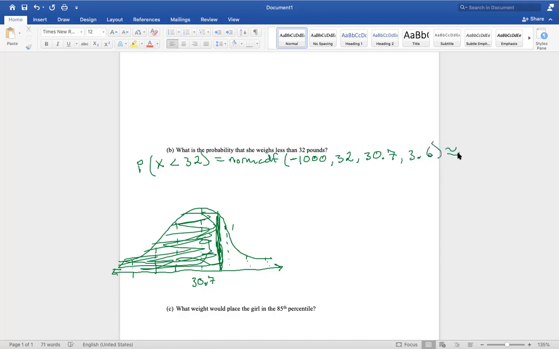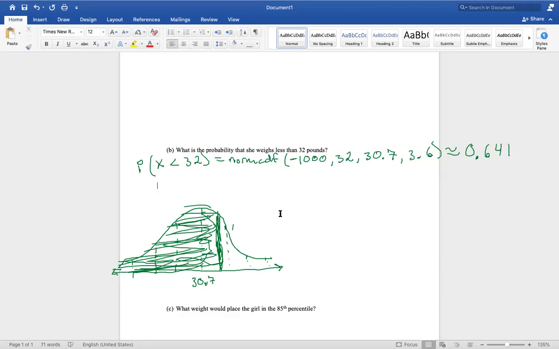All right, let me get the stuff in the calculator real quick and we'll get to calculating. Lower negative 1,000, upper limit 32, not changing the mean or the standard deviation. So it looks like this time I got about 0.641. Okay, so essentially a 64% chance that that girl is going to weigh less than 32 pounds.